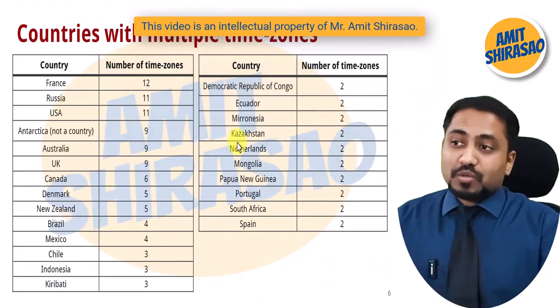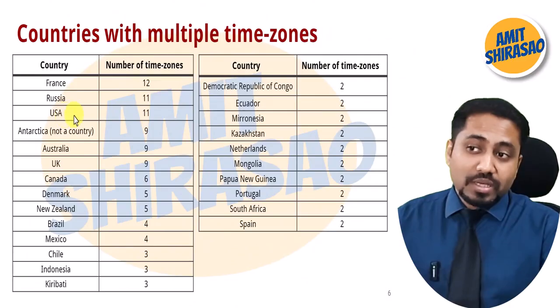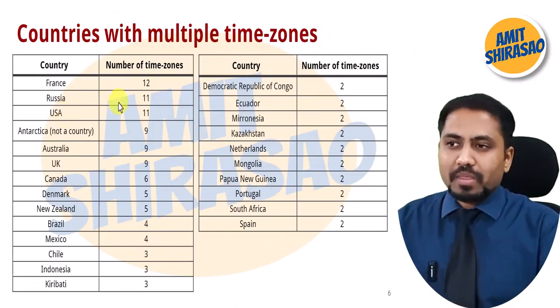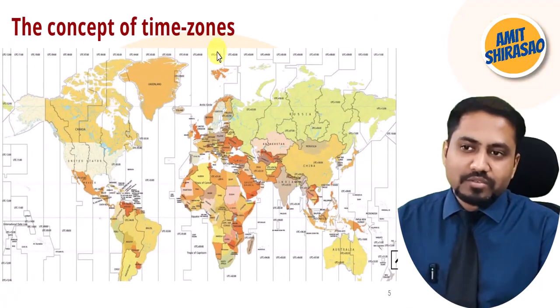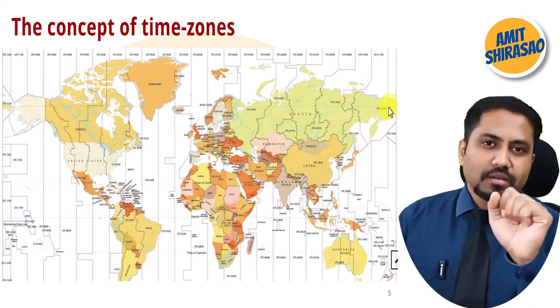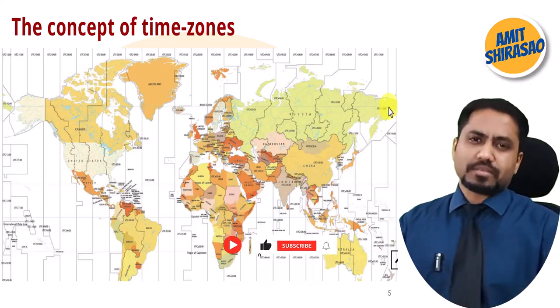Countries following multiple time zones. You will notice that the US and Russia have the same number of time zones. Why? You will think that Russia is so humongous, such a big country. First thing, Russia is not as big as you think it is.